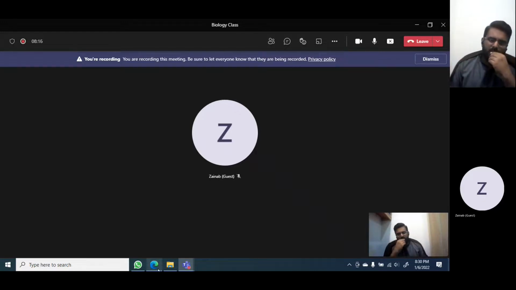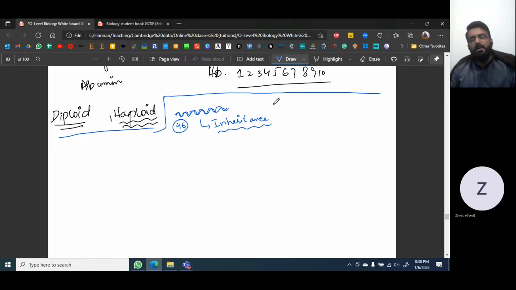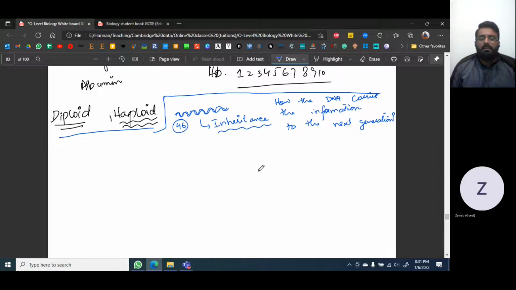So the question may arise that how the DNA carries the genetic information. It would be properly said as the genetic information, but how does the DNA carry the information to the next generation? Number one question was, in which form is DNA carrying the information?